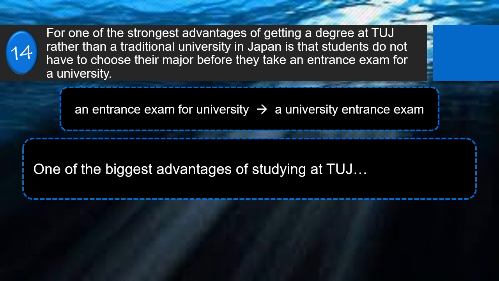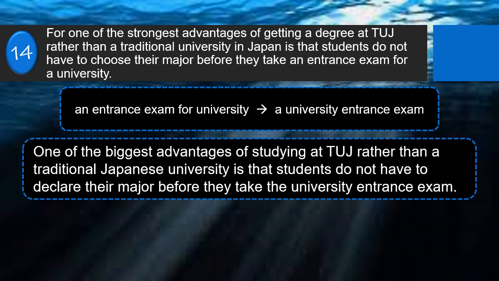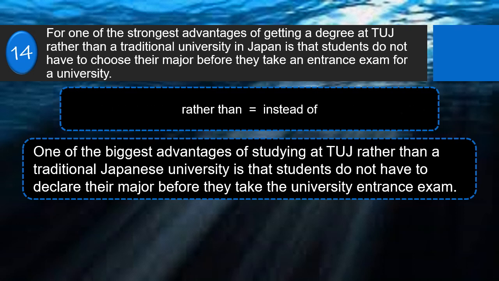Entrance exam for university. Again, avoid prepositional phrases when possible. Use adjectives. A university entrance exam. One of the biggest advantages of studying at TUJ rather than a traditional Japanese university is that students do not have to declare their major before they take the university entrance exam. Rather than is fine, 100% correct. You could use instead of.